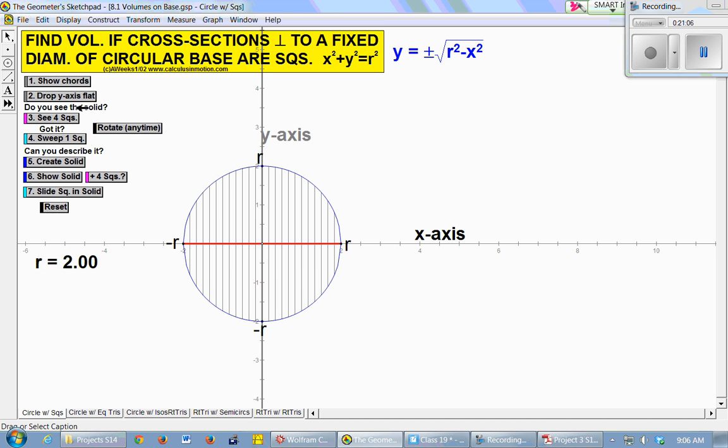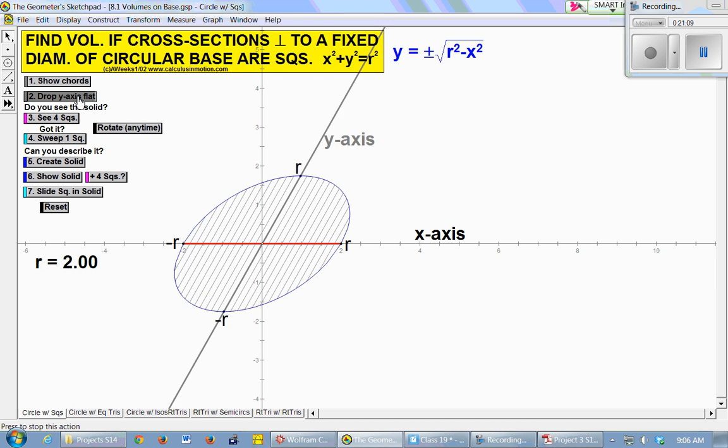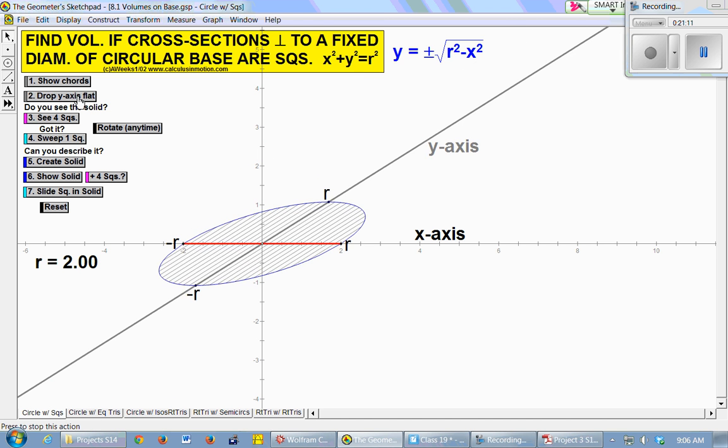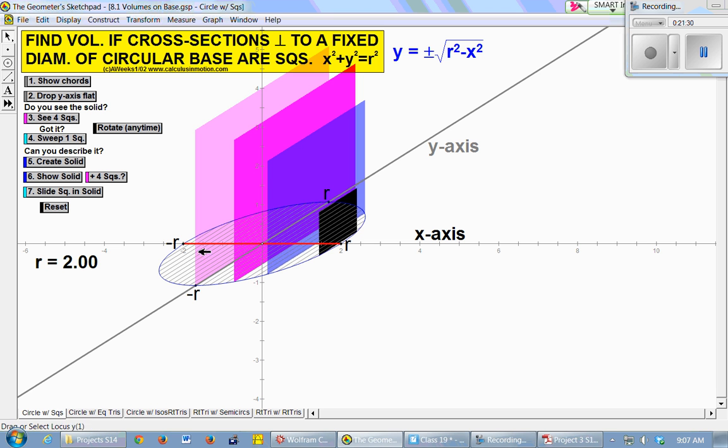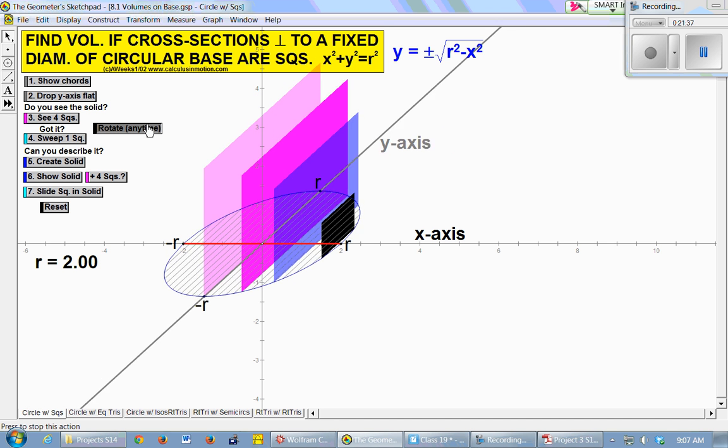So here's the great thing about technology. We're going to rotate this. So now you can kind of see this in 3 dimensions. Now the x-axis stayed the same. The y-axis we dropped flat. And now this vertical axis is the z-axis. So we can draw this in 3 dimensions. So on each of these chords, I'm going to build a square. So you can see there's 4 sample squares that I built on each chord. Okay, and then we can rotate it back.